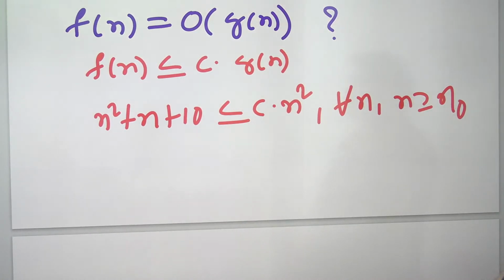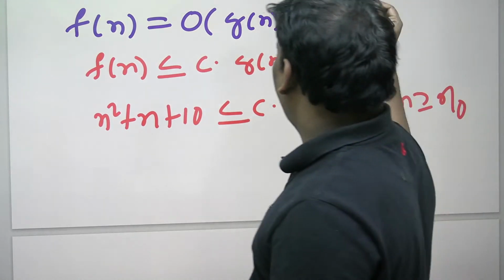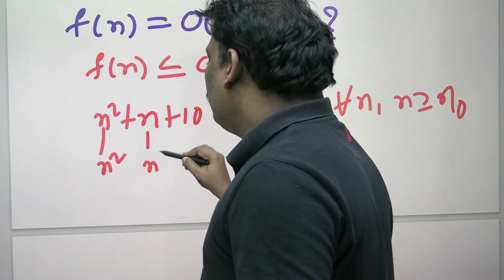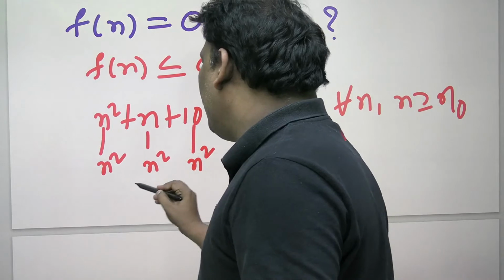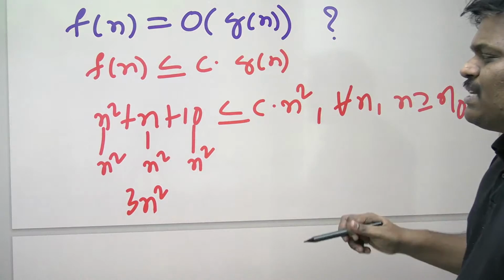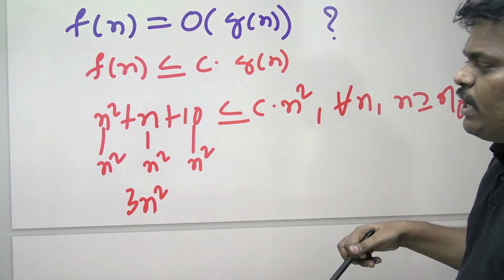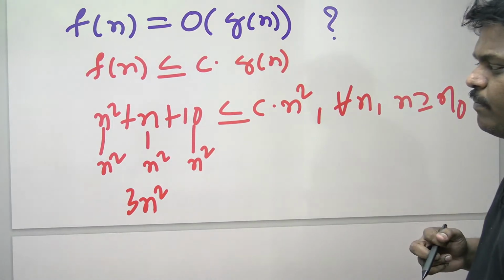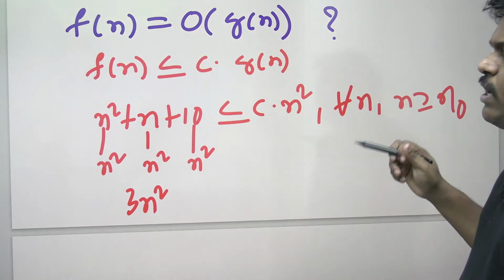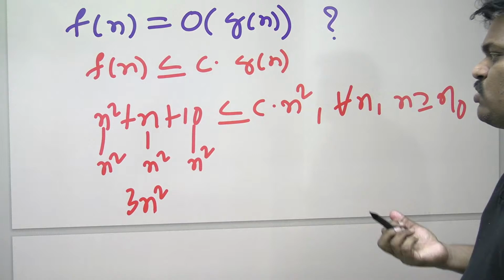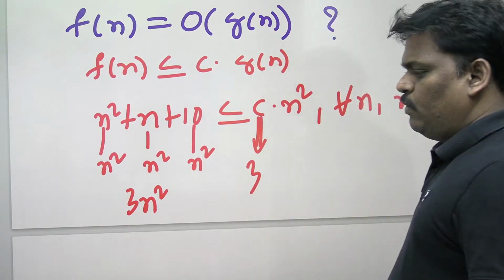Left is n square plus n plus 10. Right is only n square. If you observe clearly, out of these three terms, if I take the bigger one everywhere, it becomes 3n square. Comparing 3n square and n square plus n plus 10, who is bigger? 3n square is bigger. I think the problem is over. You can take c value 3.